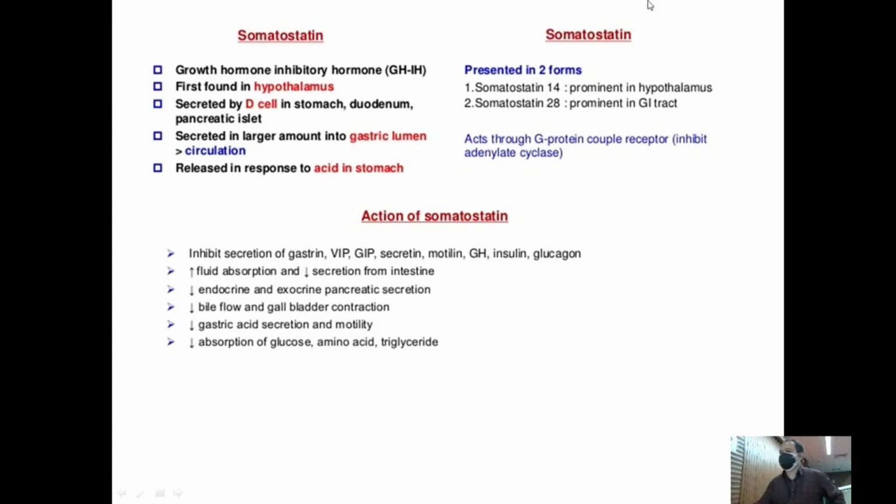Yes, it's a hormone that is present in two forms. You have somatostatin 14 and somatostatin 28, and this hormone is similar in action to secretin because it stimulates adenylyl cyclase, resulting in the formation of a second messenger known as cyclic AMP. So the mode of action is similar to any peptide hormone.